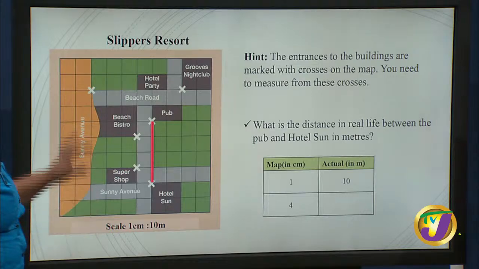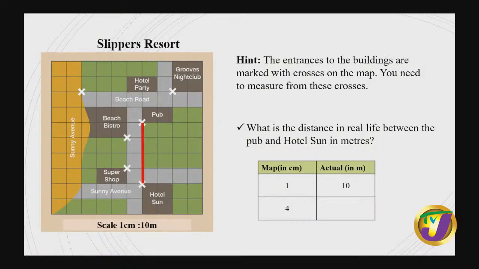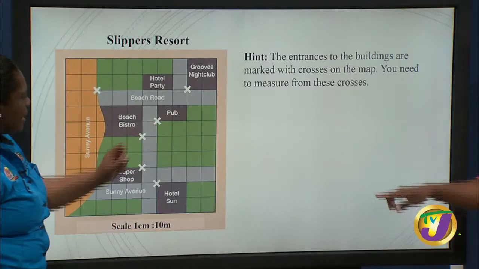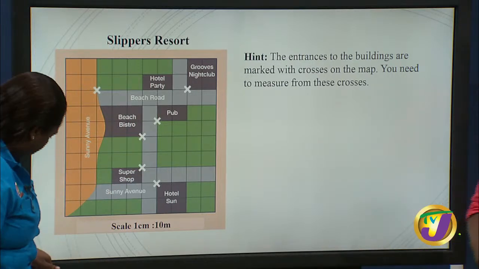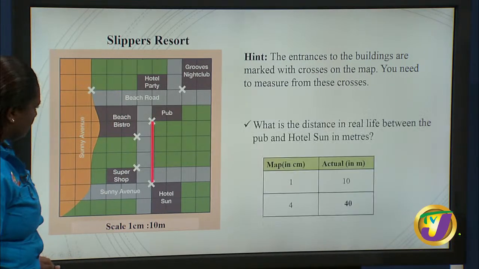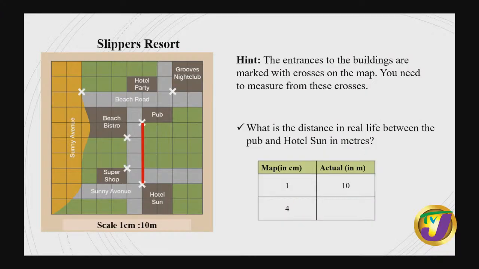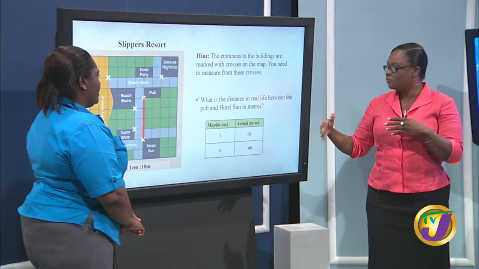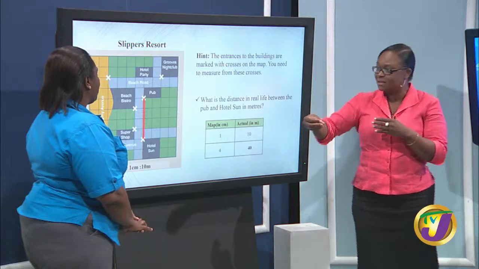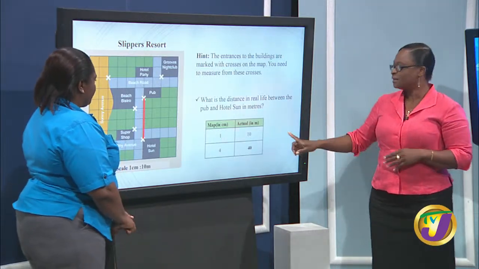So let's examine our map to see how many centimeters we are trying to convert to real life. This is our starting point, so that's our 0 mark. Yes, that's our 0 mark. So it's 1, 2, 3, 4 centimeters. And for every 1 centimeter, it is 10 meters. So if there are 4 centimeters, then we have 40 meters. Right, 40 meters. Okay, simple enough.